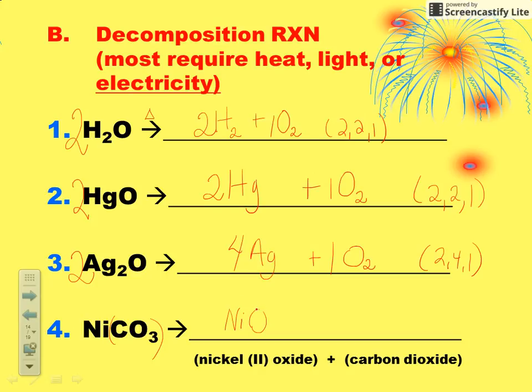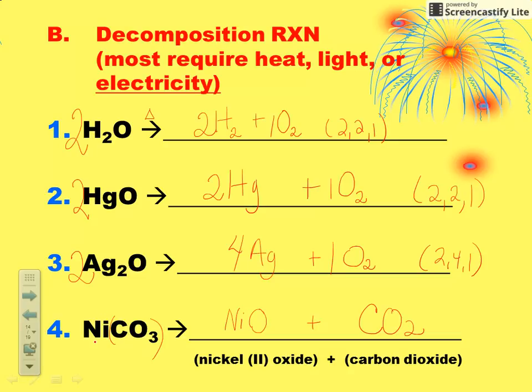The plus 2 and the minus 2 cancel. So this is your formula for nickel 2 oxide. And then you see carbon dioxide. You see a prefix here, di, which means this is molecular. Carbon is a nonmetal. Oxygen is a nonmetal. So CO2 is your formula for carbon dioxide.